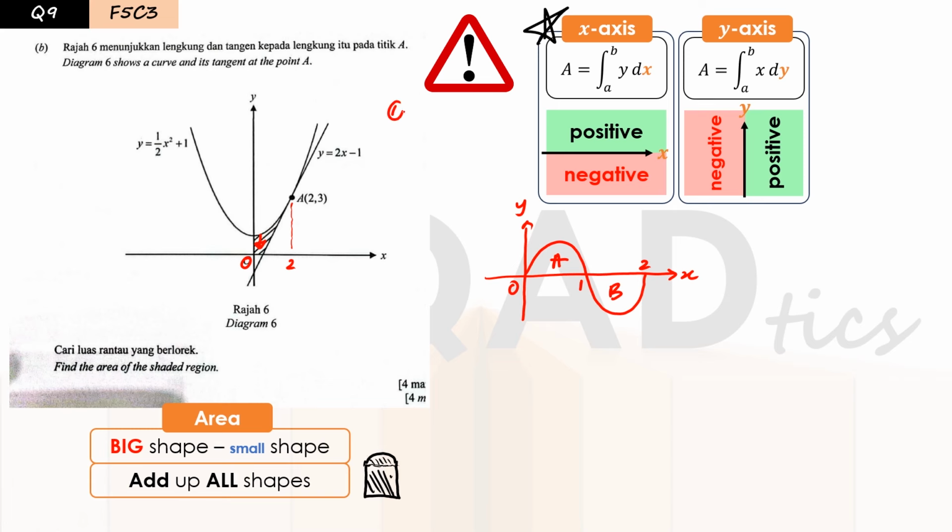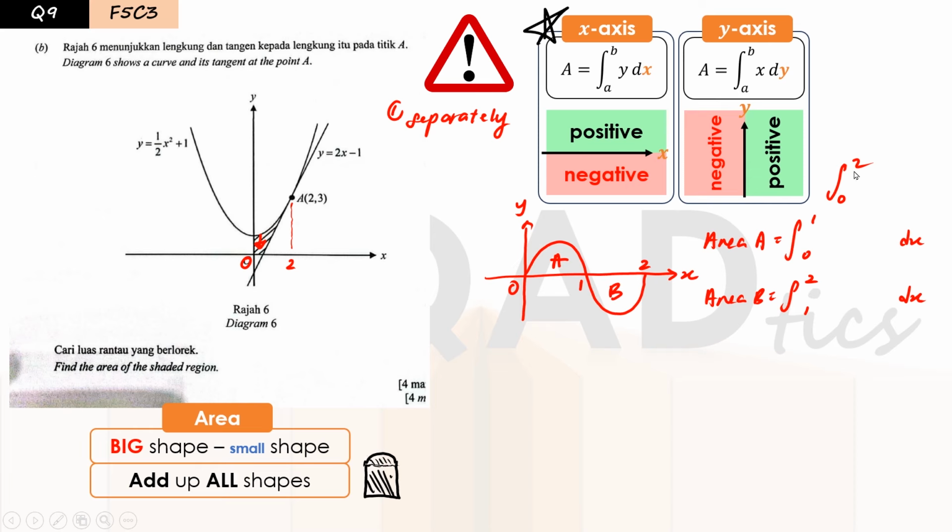So first thing first, we need to calculate them separately. Which means area A, it would be from where to where? And area B, from where to where? We need to separate 2 integrals. So if you want to find out area A, it would be from 0 to 1. And for B, it will be from 1 to 2. So we separate. Do not calculate the area from 0 until 2.